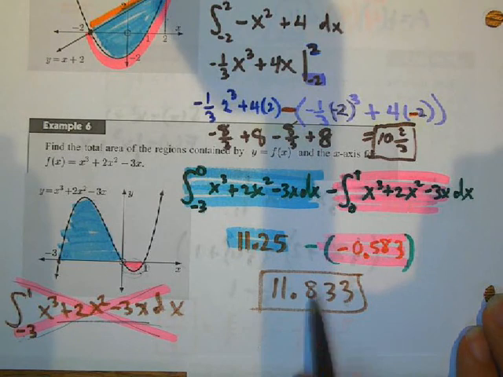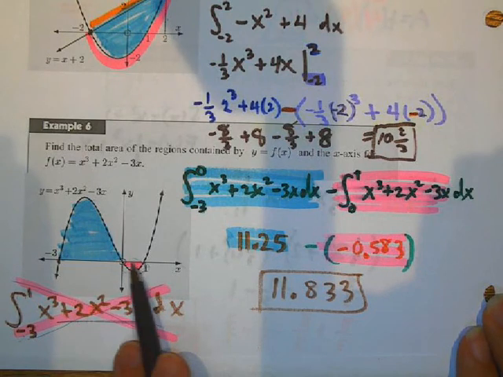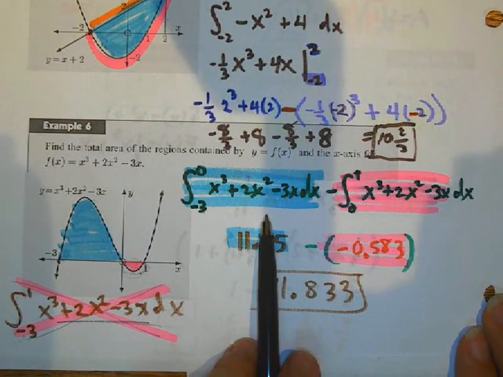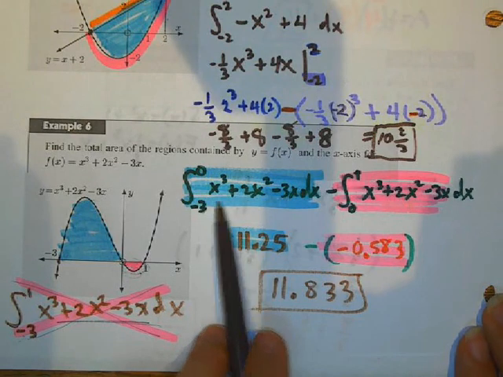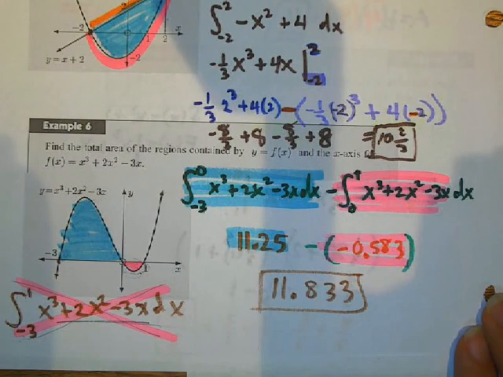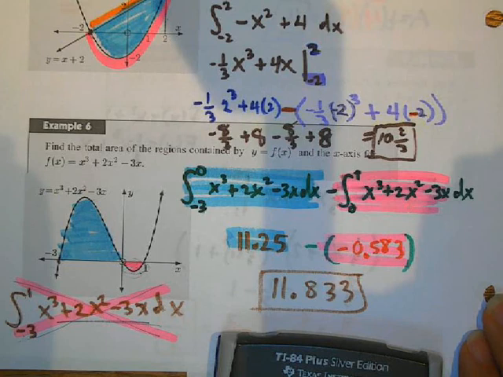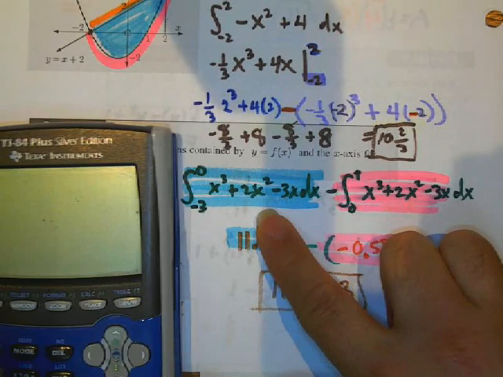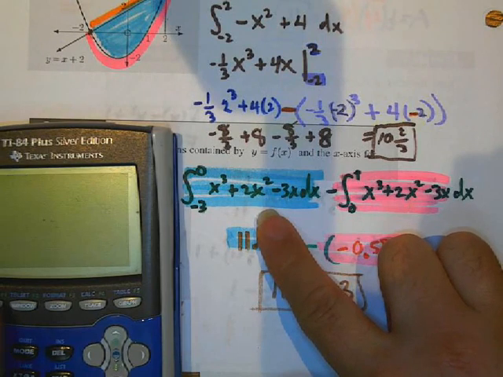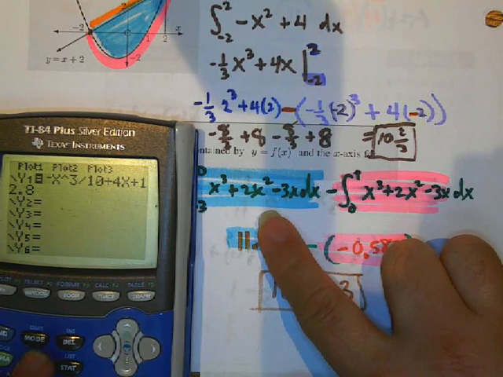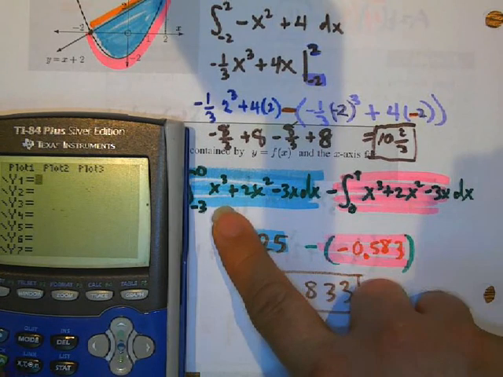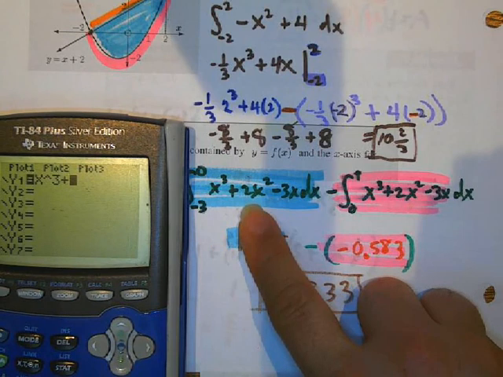Okay, so I want to make sure you guys know how to enter this into the calculator. If I'm trying to enter this into the calculator, we hit y equals, and then I type in the function x cubed plus 2x squared minus 3x. Right, I got the whole function there.